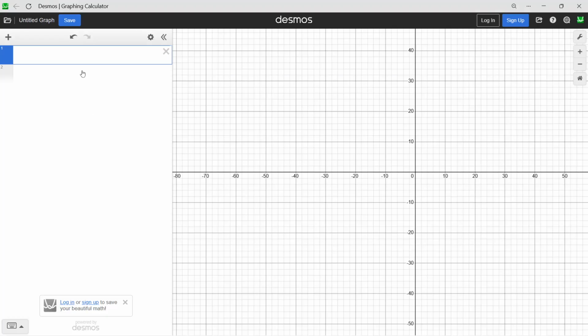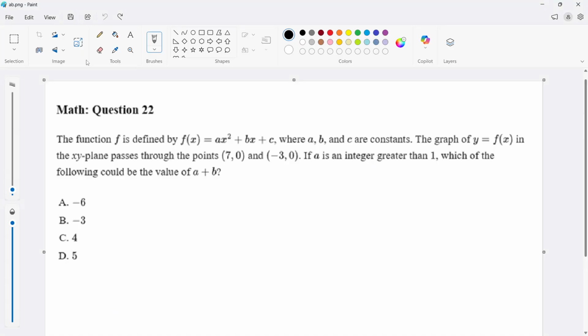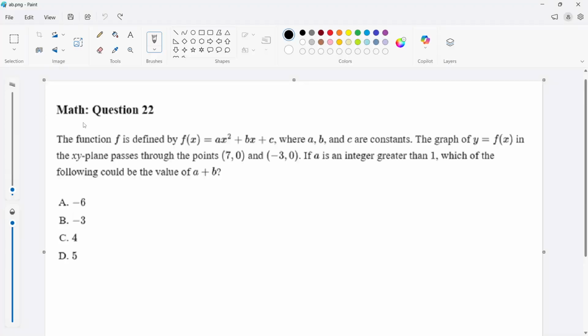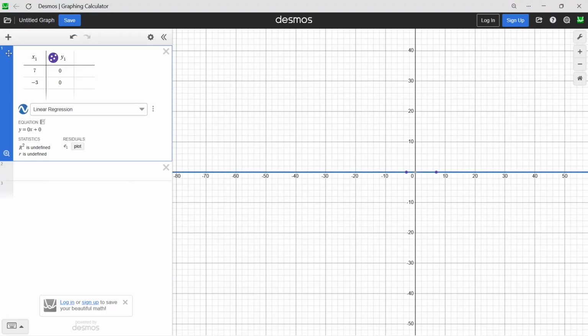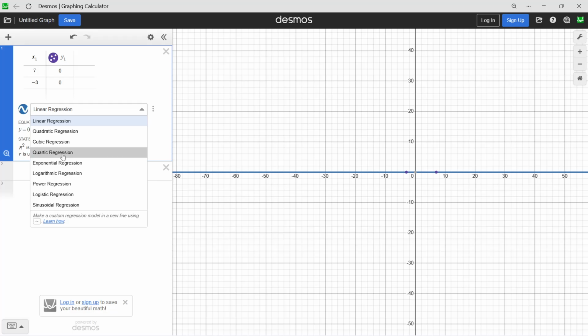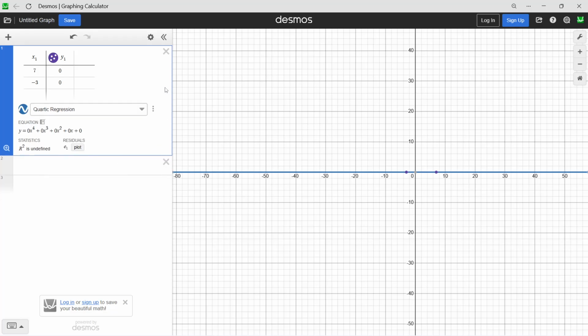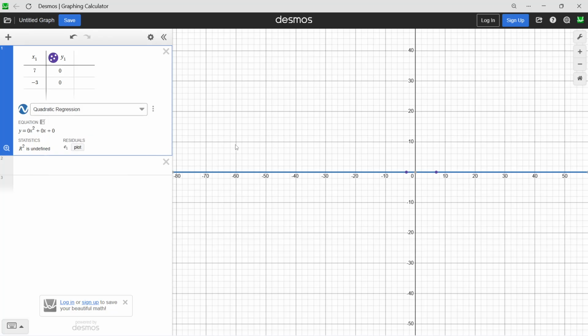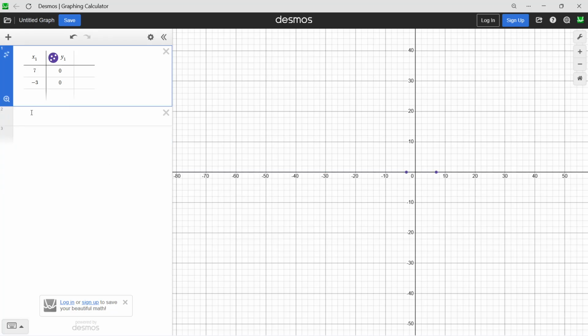So I'm again going to put in my table. And my table will have 7, 0. It's given me the zeros of this. And -3, 0. Whoops, not -30. I always do that, -3, 0. And now, if I just put in a regular quadratic regression, which I will do there, notice I put quartic. I thought that was a quadratic. There's quadratic. Notice it doesn't have an A, it doesn't have a B, it doesn't have a C. So I can't just use the built-in regression. I have to build it myself.